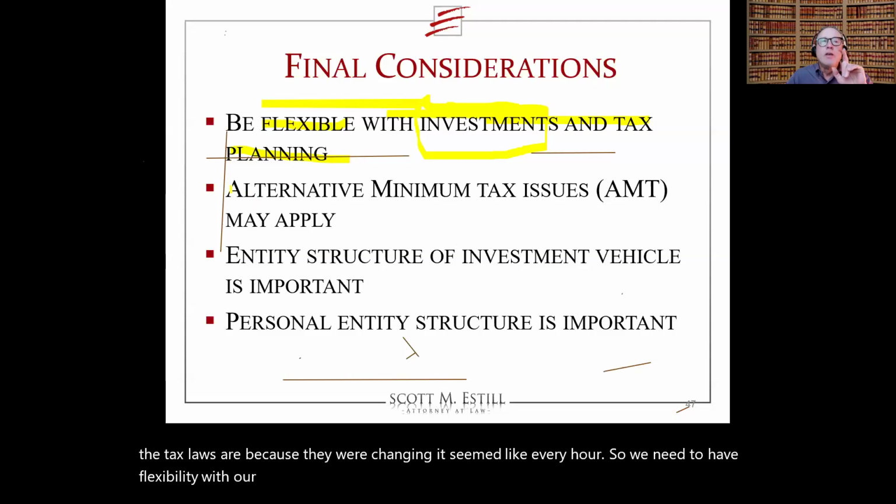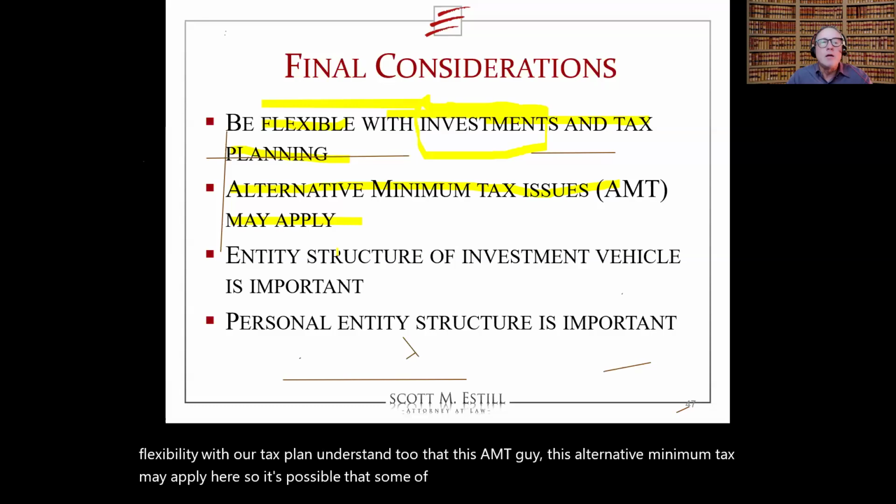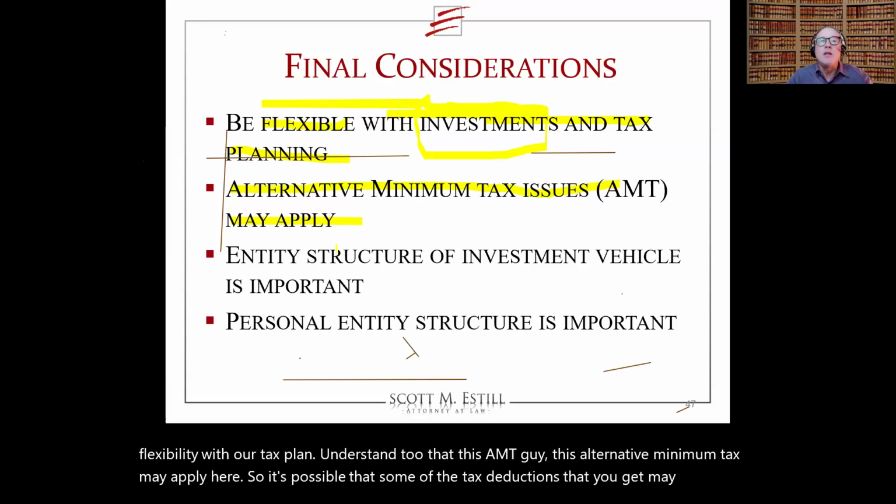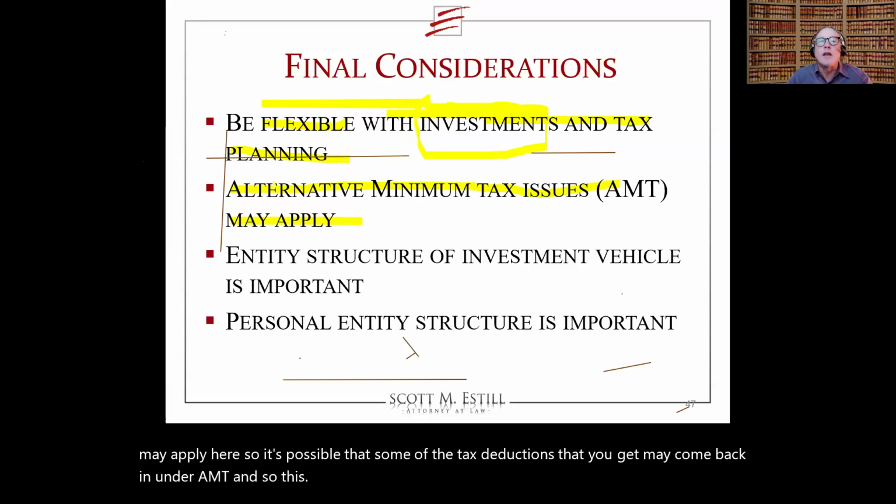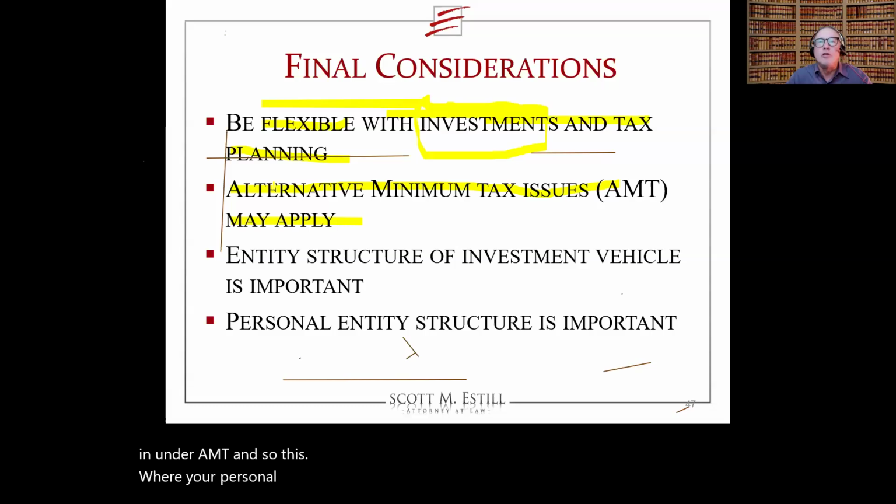Understand too that this AMT, this alternative minimum tax, may apply here. So it's possible that some of the tax deductions that you get may come back in under AMT. And this is where your personal tax planning becomes huge.